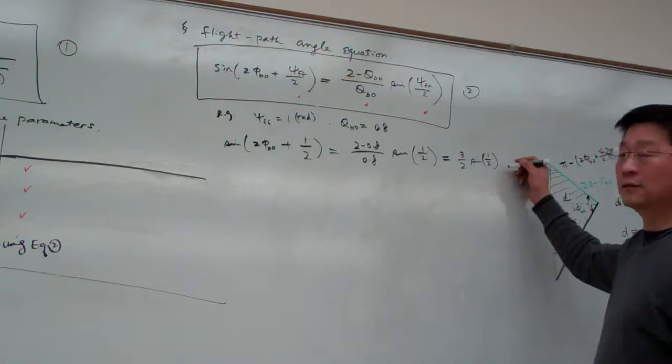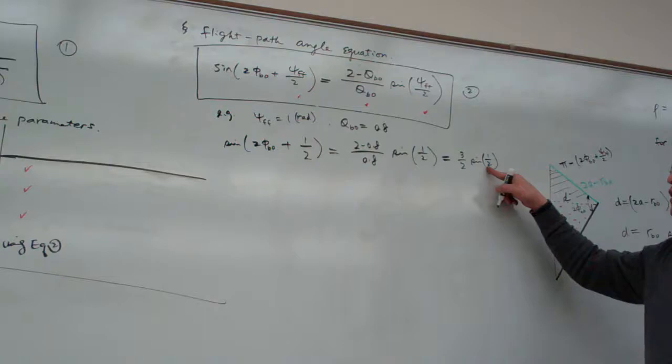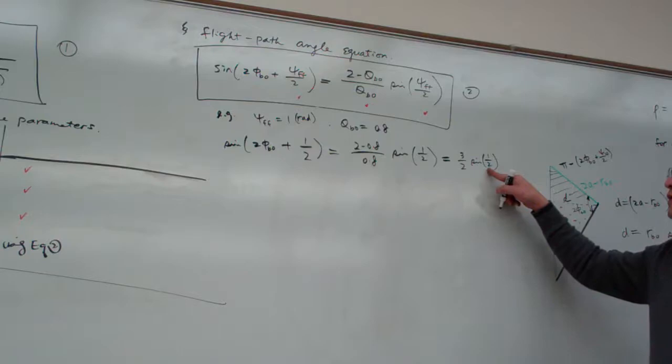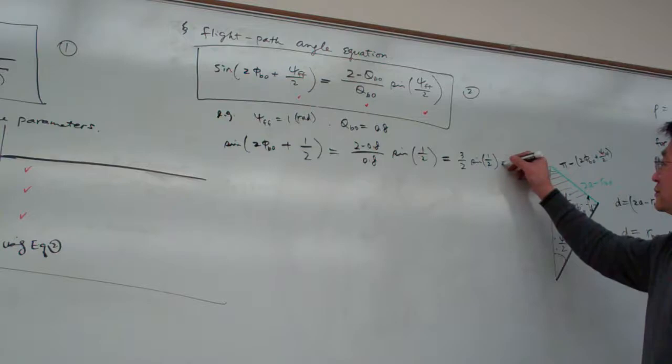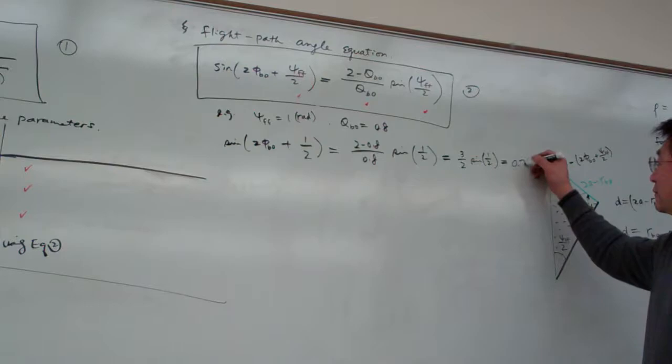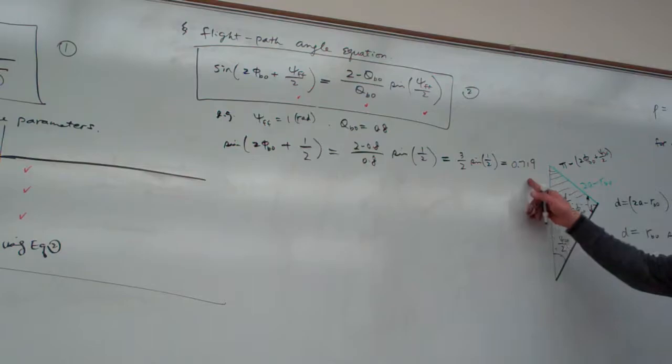Sine of 0.5 should be in radian. 0.479. Multiply by 3 over 2, how much? 0.719. Okay. Good. So right now we have this number.